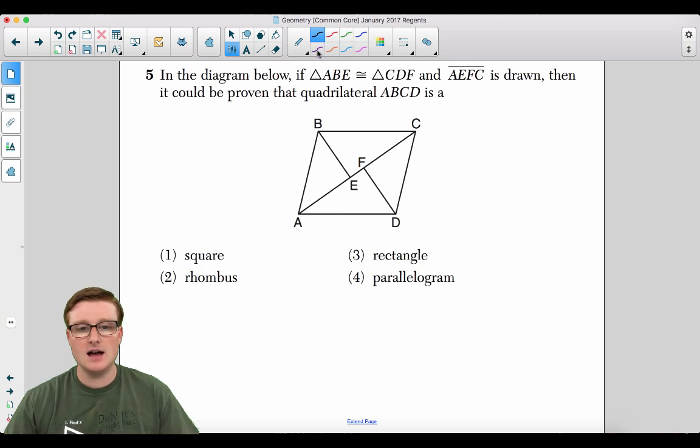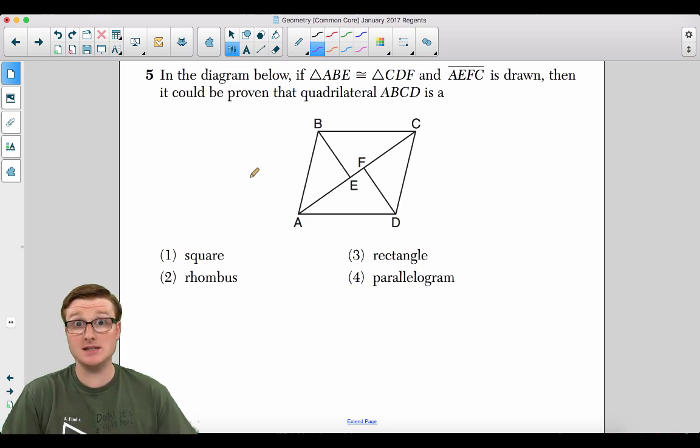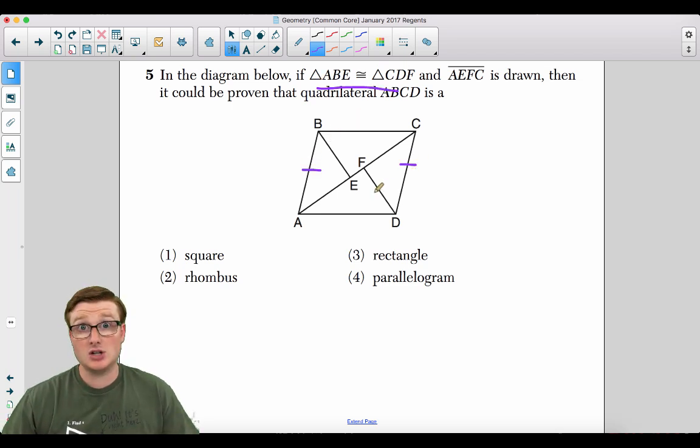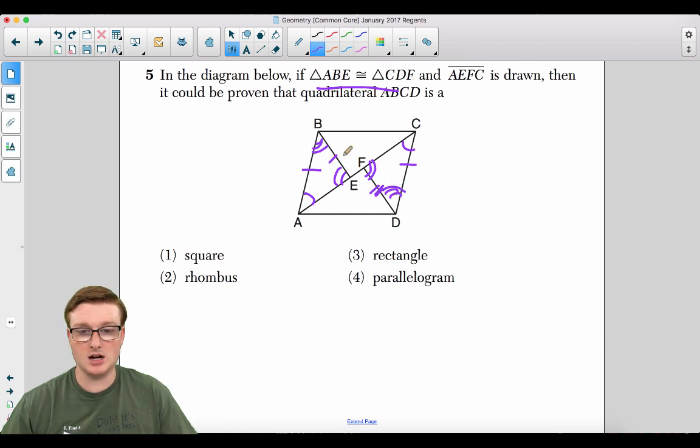Number 5. In the diagram below, if triangle ABE is congruent to triangle CDF and AEFC are drawn, then it could be proven that quadrilateral ABCD is a what? Well, if we have this information that these two triangles are congruent, we know a couple things. The opposite sides in this quadrilateral are congruent because of CPCTC. These angles are congruent by CPCTC. These angles are congruent. These angles are congruent, and these sides are congruent.